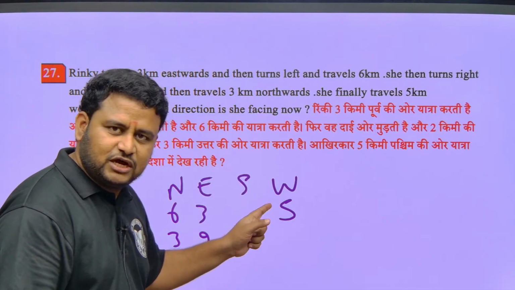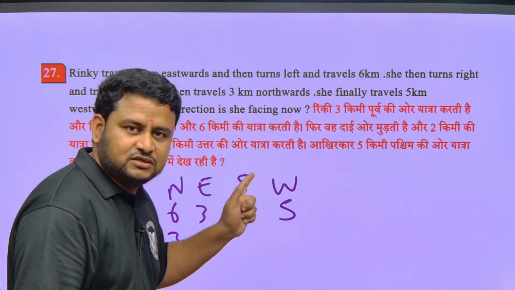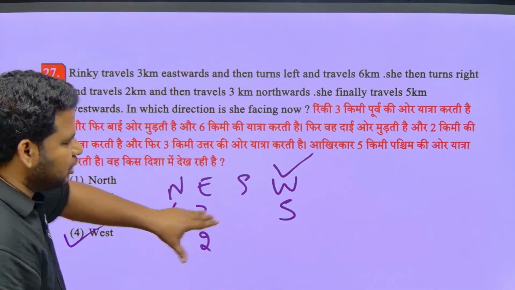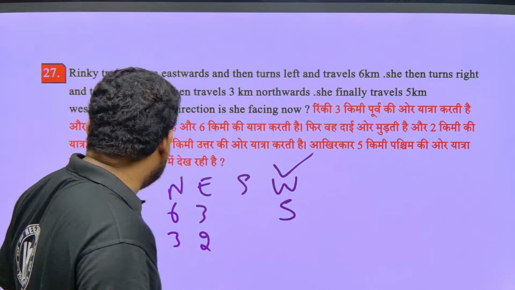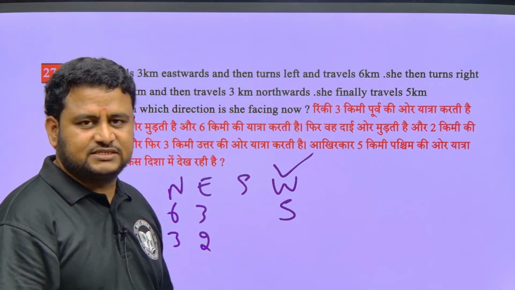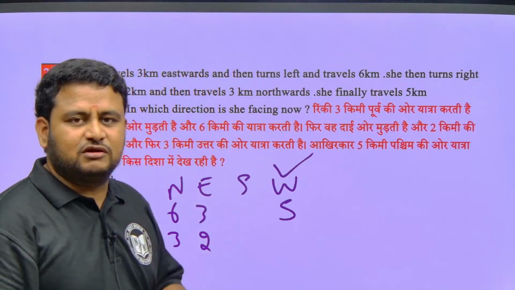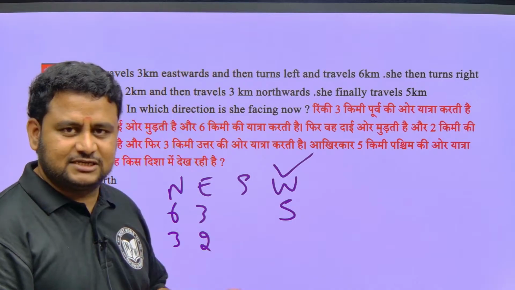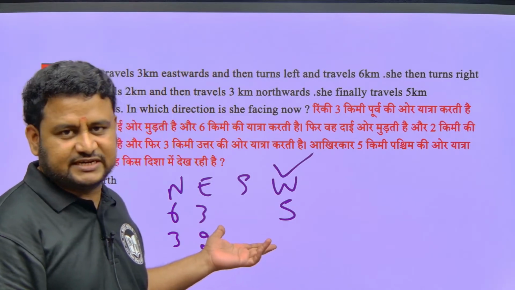What was the final value I wrote? 5. Under which direction did I write? West. So the direction which she is facing is west itself. The answer is west. No need to worry about all this. By using this method, you can solve the question within 10 seconds. While explaining it is taking 30 seconds, otherwise it is just a 10 second question.